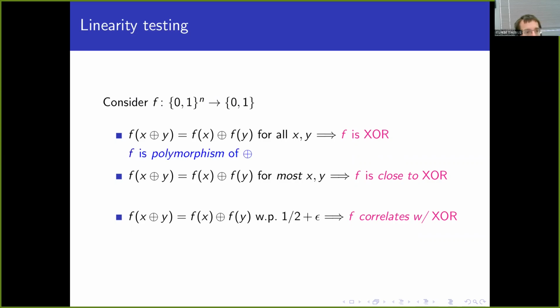Another way of stating the first bullet is saying that f is a polymorphism of XOR. In the second case, f is an approximate polymorphism of XOR. And finally, the third bullet is about what is known as the list decoding regime. So in this talk, we're going to discuss what happens when we replace XOR with some different function.